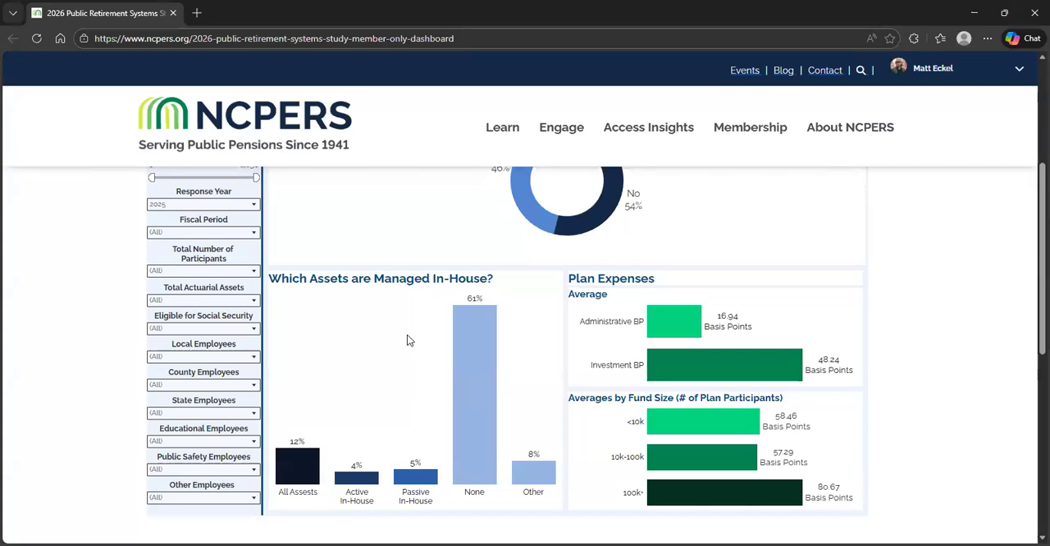And on the right side, you'll see average plan expenses broken out into administrative and investment expenses. These are shown in basis points, i.e. 1/100th of a percentage point, to make it easier to compare costs across differently sized systems. Some charts also allow you to view averages by fund size, giving additional context for how scale impacts operations.